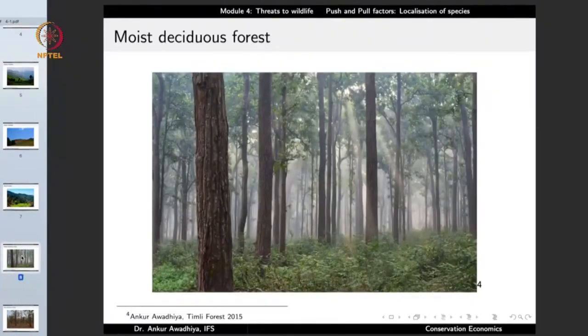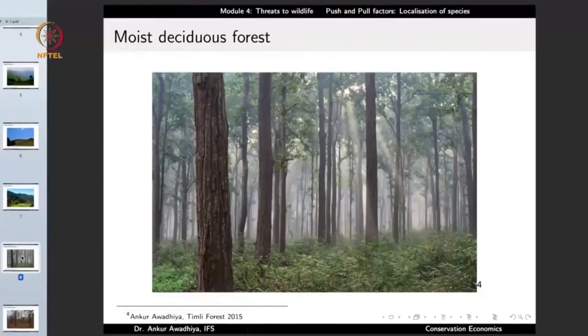Another habitat that we have in our country is the moist deciduous forest. Now, a deciduous forest is a forest in which the trees shed their leaves in a certain season. This shedding of leaves can be, say, to prevent the loss of moisture. So, in the dry season, the leaves will be shed so that the loss of water because of transpiration is reduced. Another option is that we can have shedding of leaves in the winter season to protect the plant from extreme cold.